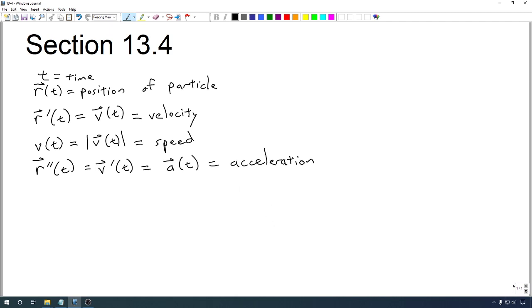So let's actually work out a problem based off these terms. Here we're looking at problem 9. This is from section 13.4. The page it's on, if you want to look it up, is page 918. But we just have a particle that moves according to a particular position function, this r of t, and we're going to describe all the other information about it.